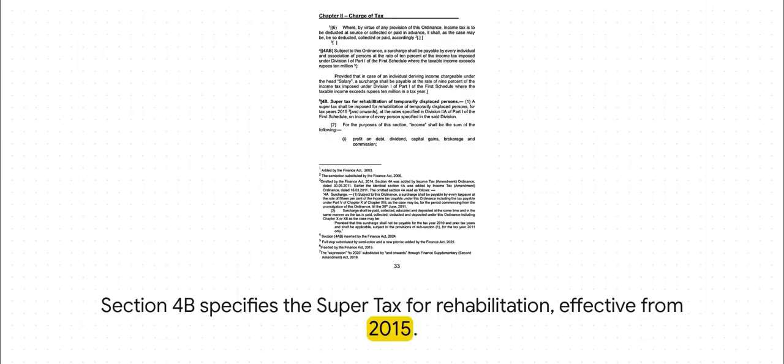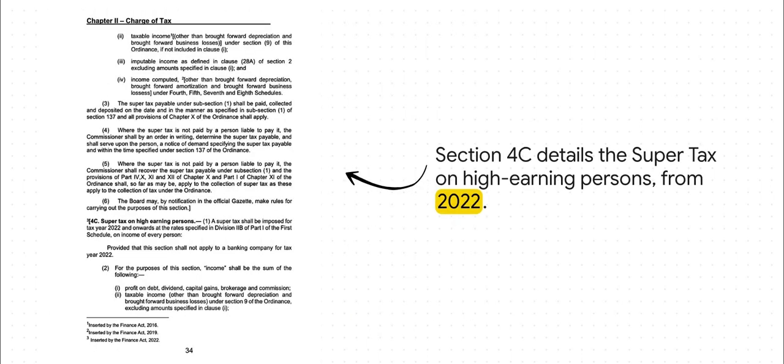Here's the legal language for that first super tax, Section 4B. This has been around since 2015, and you can see its mission is written right into the law, for rehabilitation of temporarily displaced persons. This is a tax with a very targeted, very specific social mission. And now here's the second one, Section 4C. It's much more recent, from 2022, and its name is way more direct, super tax on high-earning persons. This suggests a much broader goal, probably focused on general revenue generation from those with the absolute highest incomes.